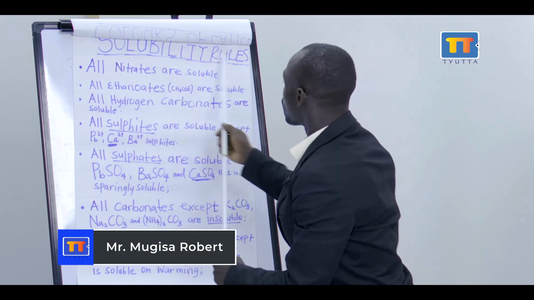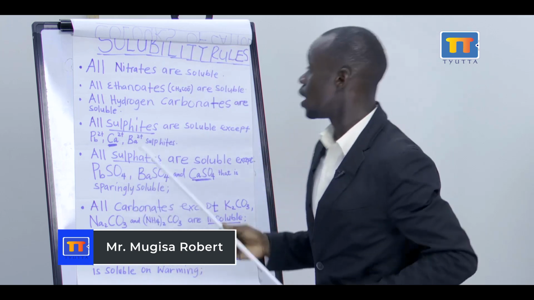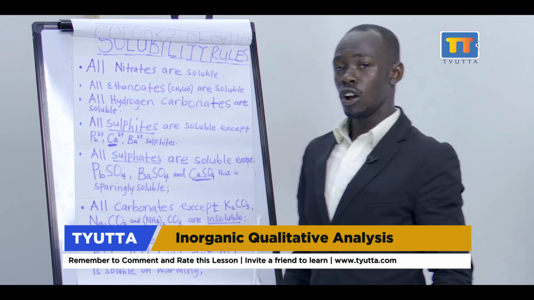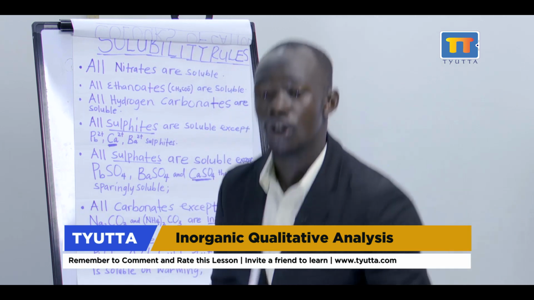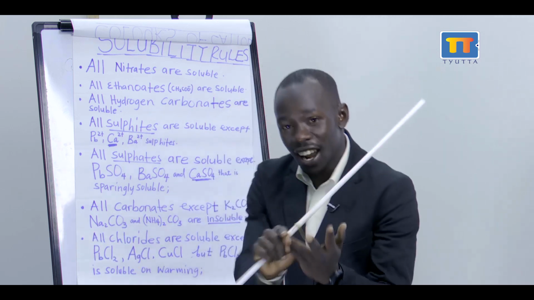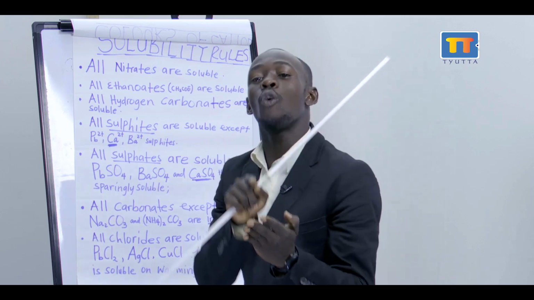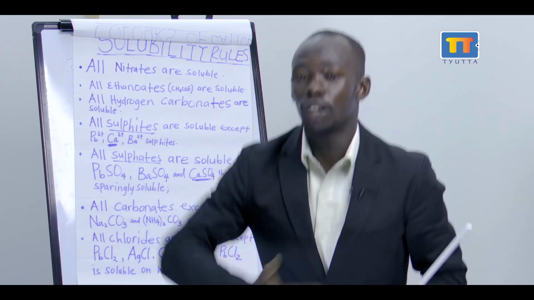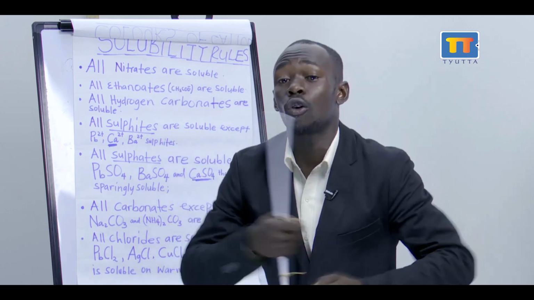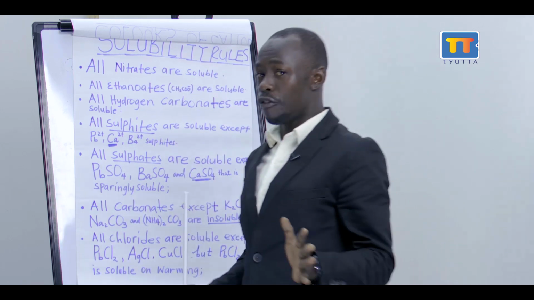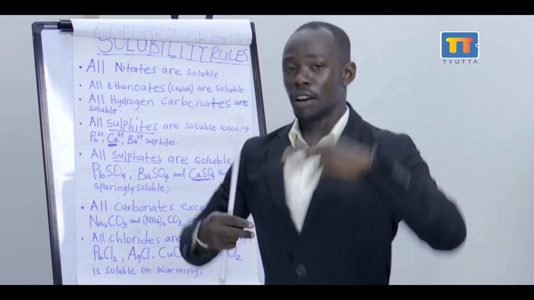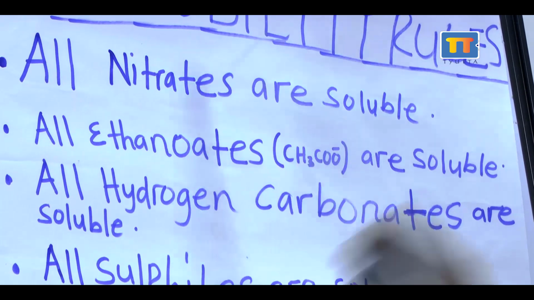Now, the solubility rules. We have got the first one, and the first one is all nitrates are soluble. All nitrates are soluble. When I get any salt, let it be pink in color, let it be blue in color, let it be green in color, let it be white in color, when I dissolve it in water, as long as it is a nitrate, it will dissolve in water completely to form a solution. Therefore, I will not be having any solid particles inside my solution. That is the first solubility rule.